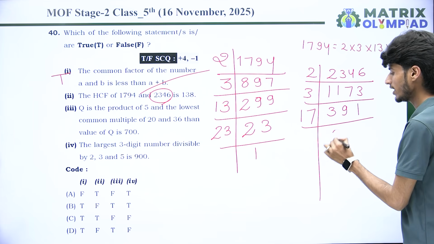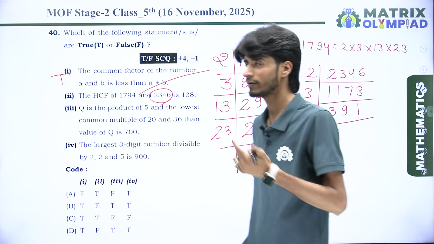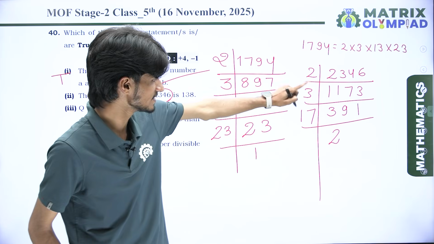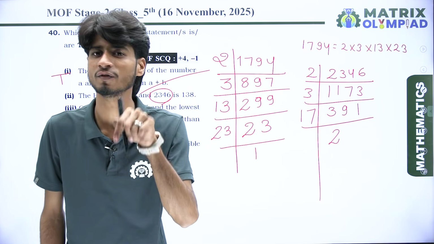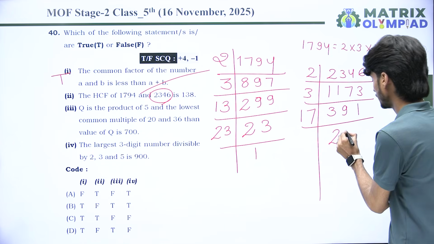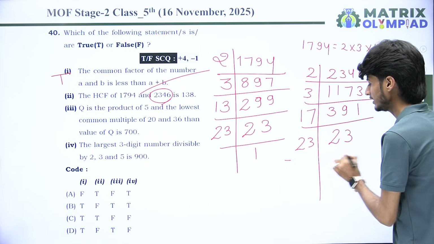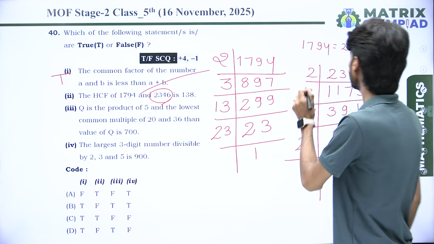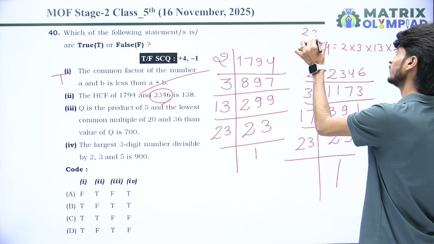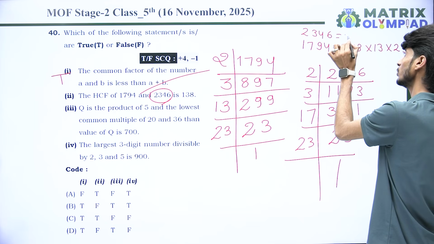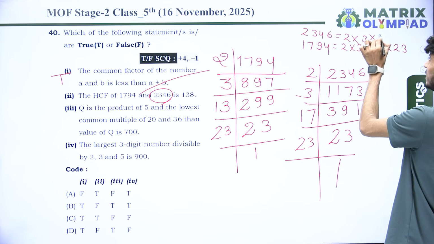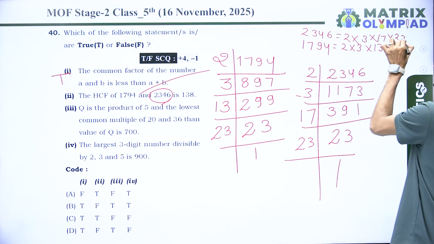Got it? Now we take 17, 17 2s are 34. And whenever you subtract 34 from 39, then you get 5. Next digit is 1, then we get 51, and 17 3s are 51. Now we have 23. Then this is the prime factorization of 2346. So 2346 is equal to 2 multiplied by 3 multiplied by 17 multiplied by 23.